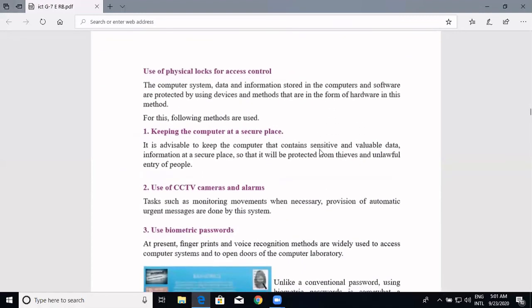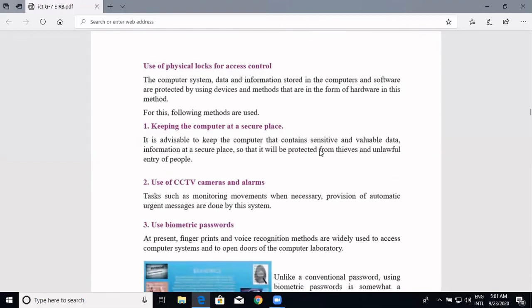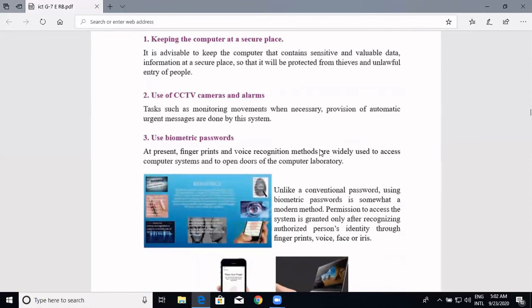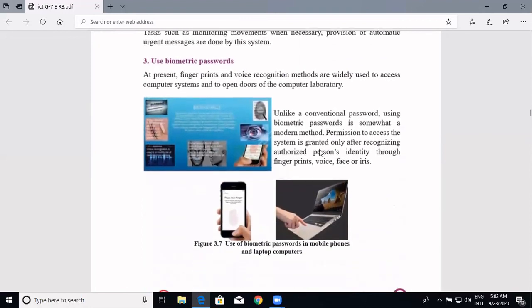Okay. So again, they are telling about physically how to protect the access. We have talked about this. One thing is you keep your computer in a secure place, locked and so on, so that thieves and unauthorized people cannot access it. Then you can use CCTVs, alarms, and all, right? And the next thing is very important, maybe a new thing for you, biometric passwords, right?